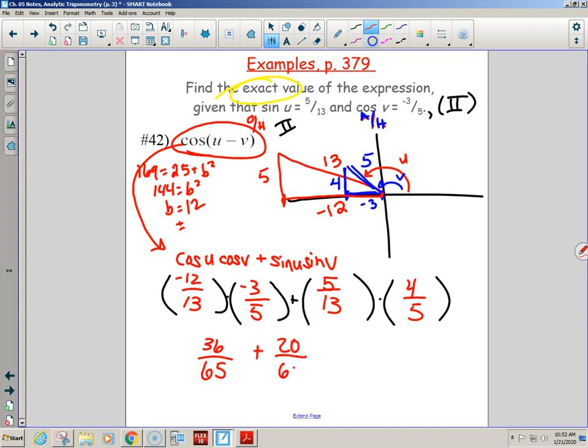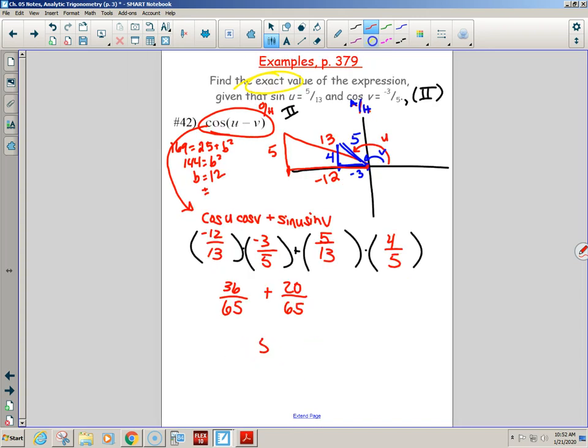Plus 20 66. Ends up being 56. It's exact, it's precise, it's a fraction that is the perfect quantity of cosine.